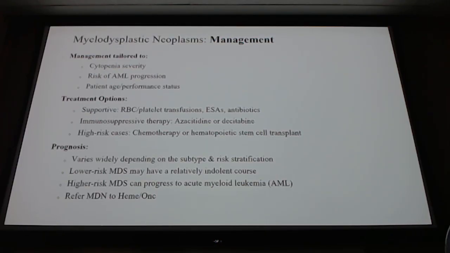Treatments, right? So supportive, transfusions as indicated. Those ESAs, the EPO and the TPO to help with creating platelets and RBCs. Immunosuppressive therapies as indicated. High-risk cases are going to be chemotherapy or hematopoietic stem cell transplants. So that may not be an option if somebody's older or if they don't have a viable donor. Prognosis varies wildly depending on the subtype and the risk stratification.